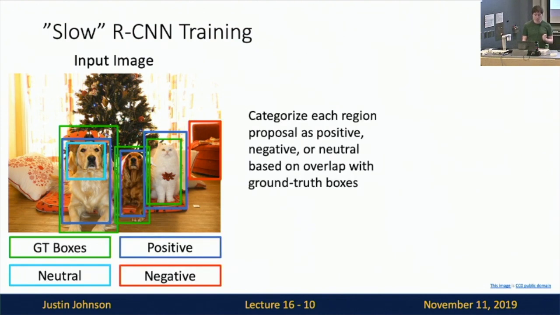But there's actually another really important step here, which is that during each iteration of training, we need to decide whether each region proposal is either a positive, a negative, or a neutral region proposal. And we do this by comparing the region proposals that we get with the ground truth boxes here.